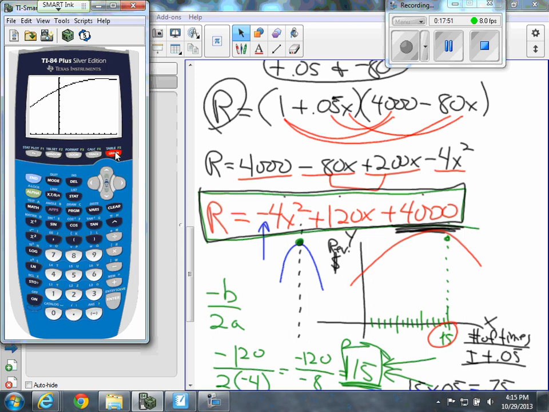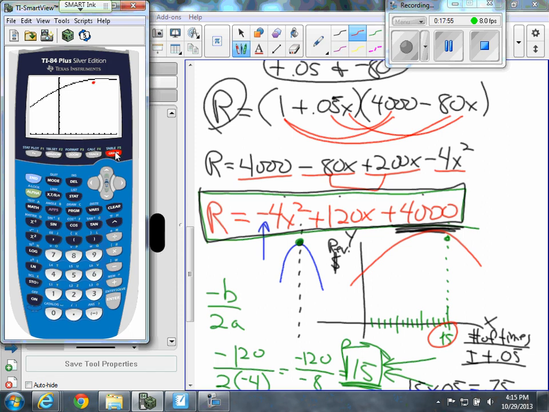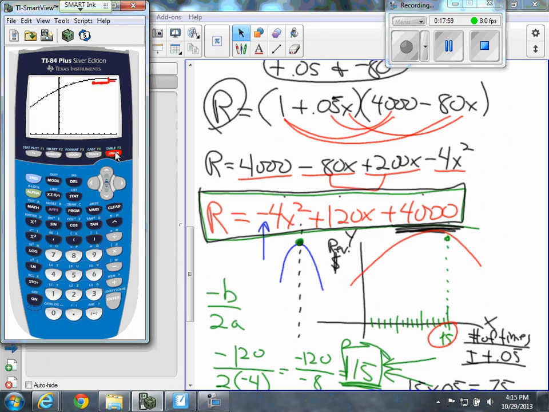Look at that. You know what? I can kind of see that my maximum is in this range right here, because it's going down. You can see it take that little notch right there. But it isn't quite as pretty as I would like. So I'm going to change my window, and I'm going to make my x maximum a little bit bigger than 20, so it extends out farther. I'm going to make it 40. And I'll change my scale to 5, and I'll push graph. Oh yes, that's a much nicer parabola, don't you agree?